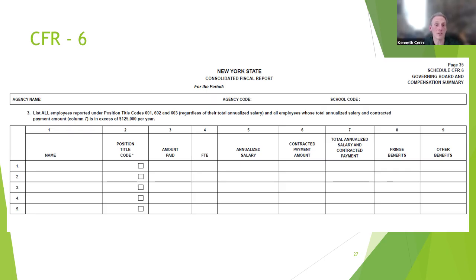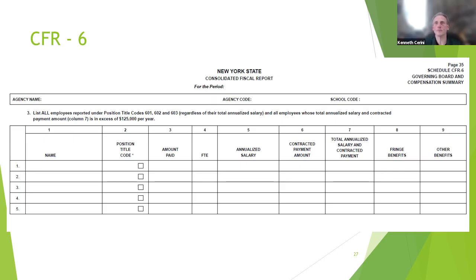In the SED world, that happens a lot where you'll have a teacher who's working on a part-time basis, or maybe a psychologist or psychiatrist who's putting in a small number of hours. But when you annualize that salary, it comes out to more than $125,000. So if that is the case, you do have to still put them on here, which is why Mahnaz had mentioned earlier that it's important to have that detailed salary schedule to be able to track this information.